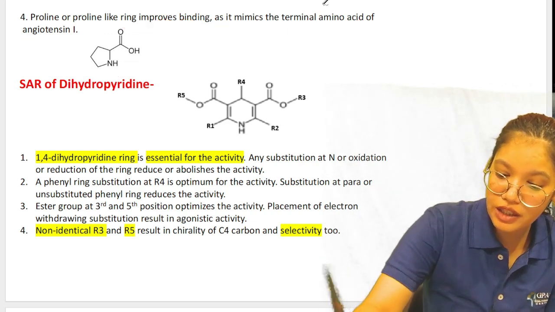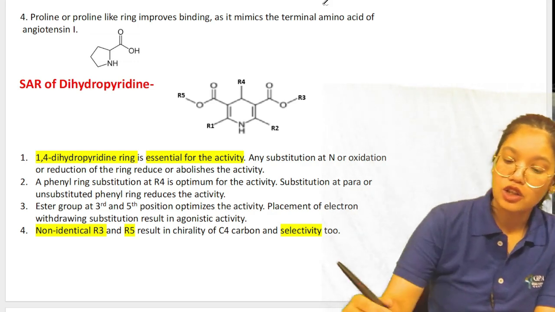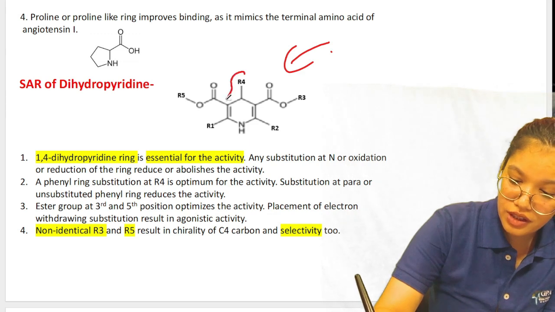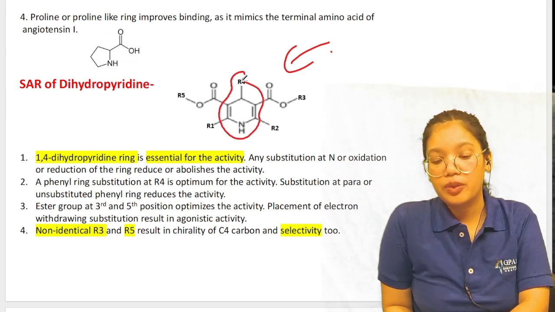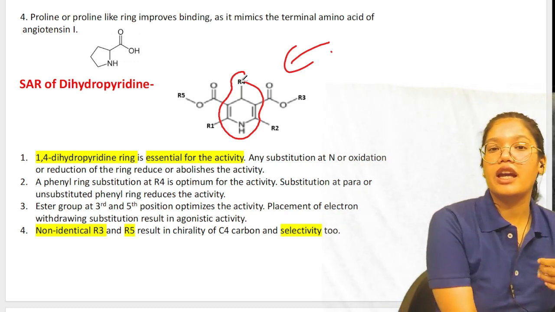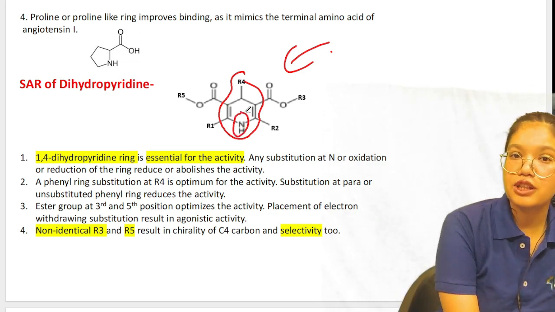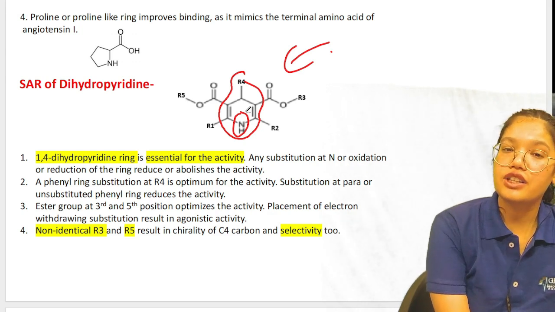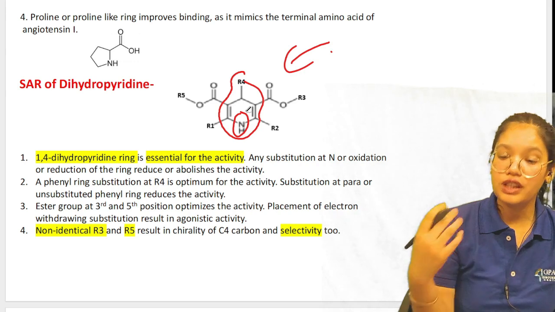Okay, so next we are moving to the SAR of the dihydropyridines. These are basically the calcium channel blockers. Now here we have a dihydropyridine nucleus. This 1,4-dihydropyridine nucleus is very essential for the activity, and if we make any changes to this N group, or add any substitutions, or go on to the oxidation of this N, then it results in decreasing or abolishing the activity of the drug.